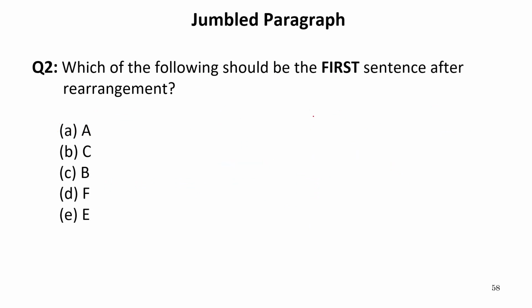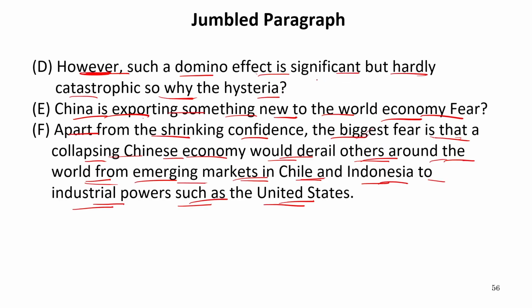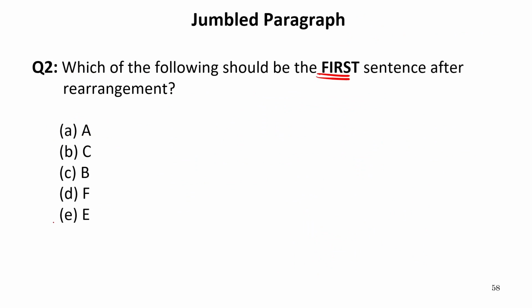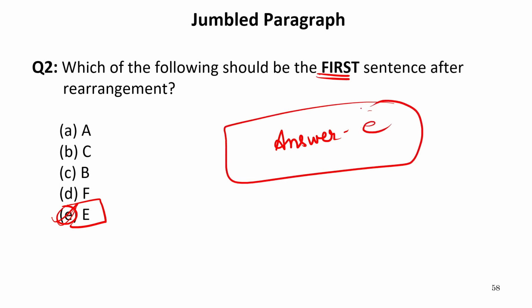Here we have the first sentence after rearrangement. Let us see. Of course, the first sentence is E. So E will be the first sentence, and it is given on option E. So our answer is E, because the sentence E is given on E option.